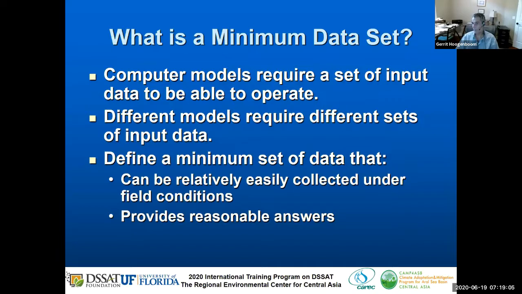So the challenge we have with crop models is that they're being used by a very broad audience.